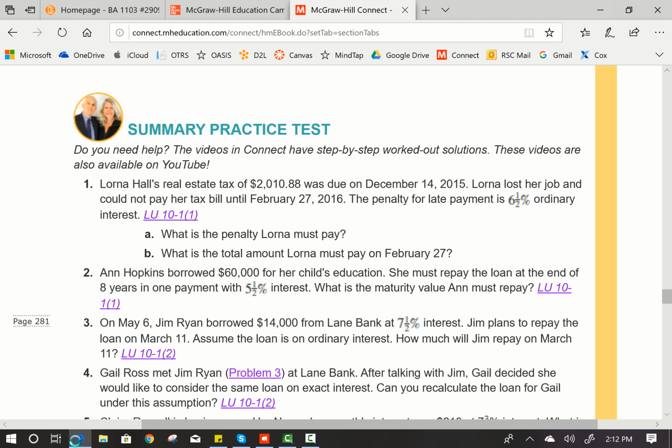So we're going to use the same formula that we were using before. Interest is equal to principal times the rate times the time. What is the total amount Lorna must pay on February 27th? Well, that is the maturity date, and so the maturity value is equal to the principal plus the interest. So to calculate this particular problem, let's give it a shot.